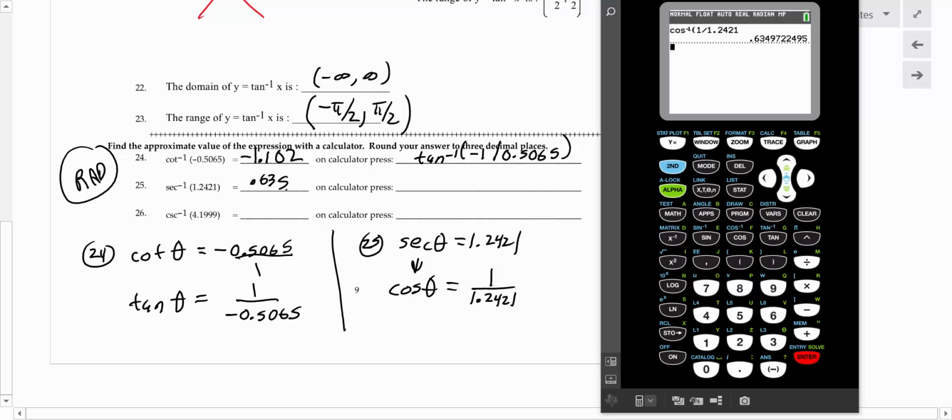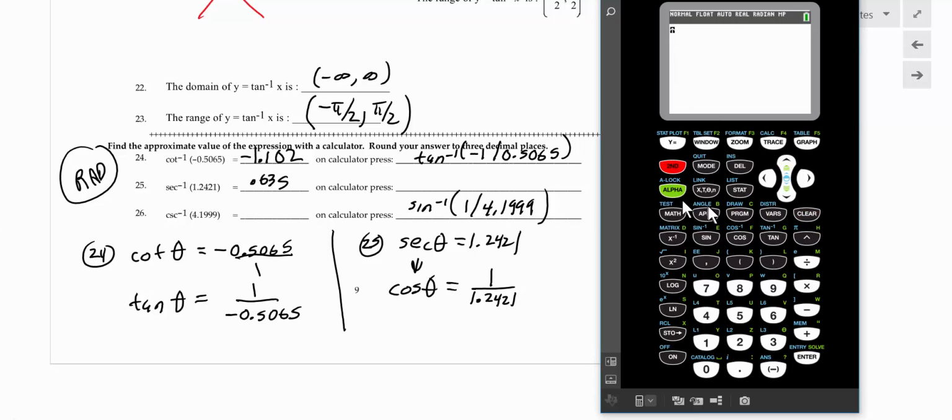Okay. Now the next one, once you get the hang of this, you can just, okay, on the inverse cosecant, what you're going to do is inverse sine of 1 over 4.1999 like that. Okay, but don't get that backwards. Have some sort of strategy for being able to figure this out. You don't want to mess up on this. So I'm going to do inverse sine of the reciprocal of that number.